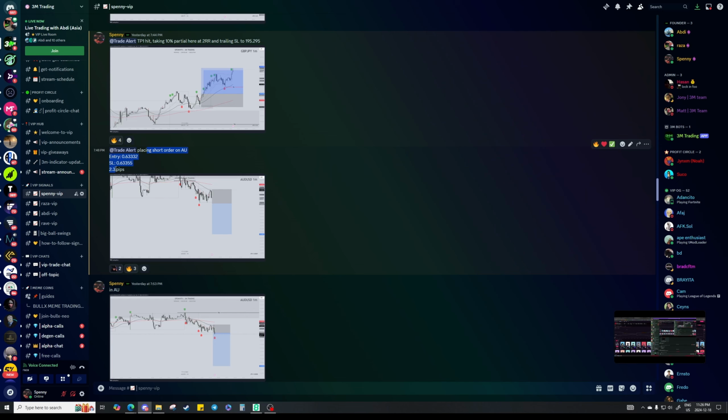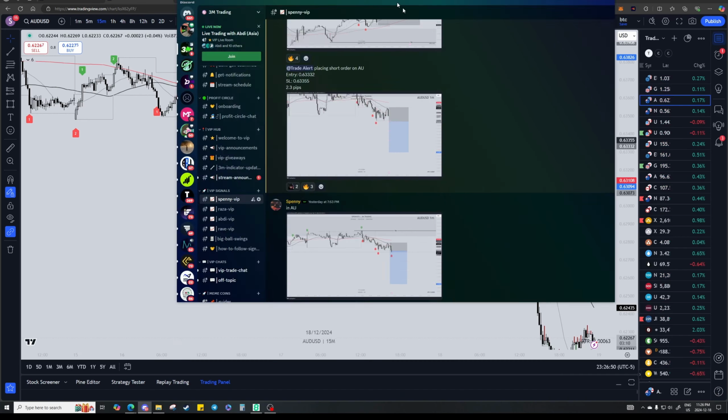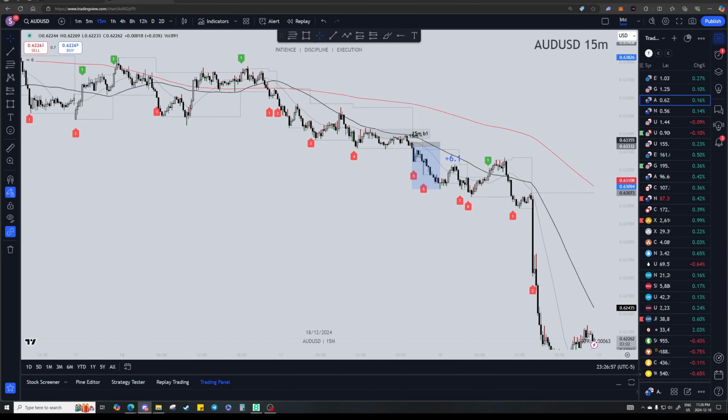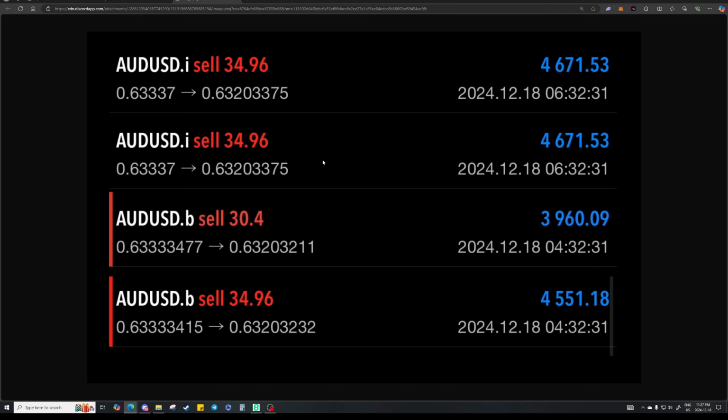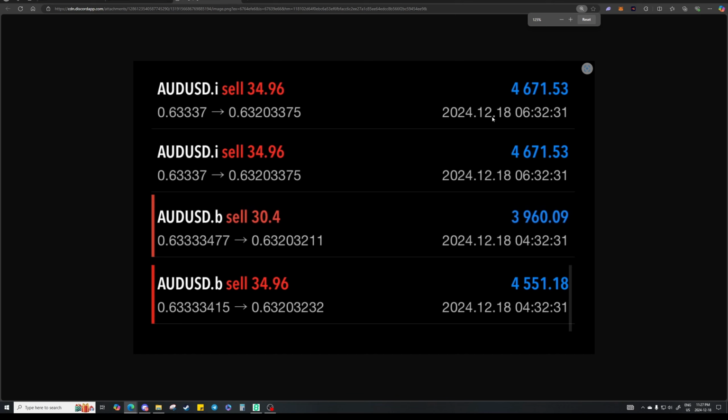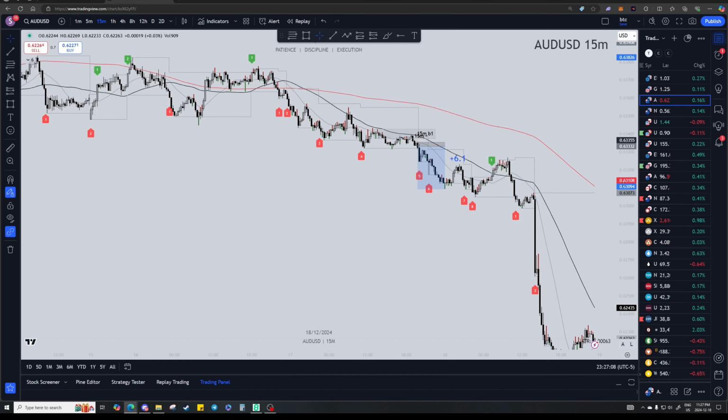This is my signal sent to our VIP members before I entered, and I will quickly just show you guys the profits made from this trade before we get into it. This is around how much I made on it, so about 16K on all my prop firms.